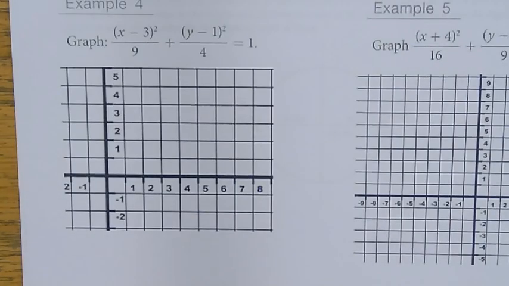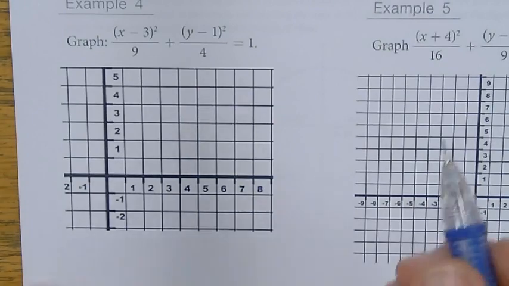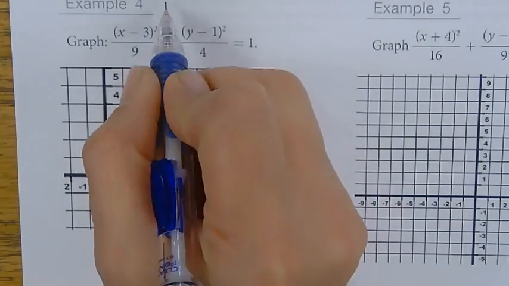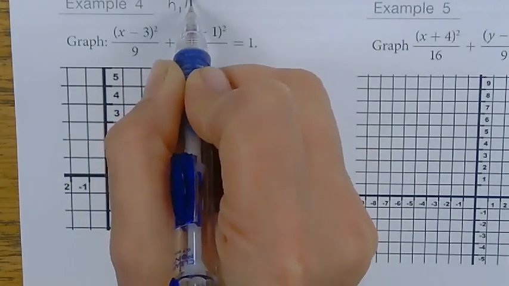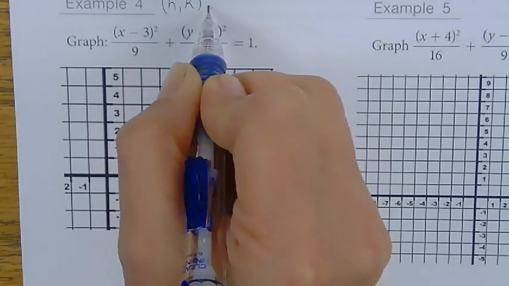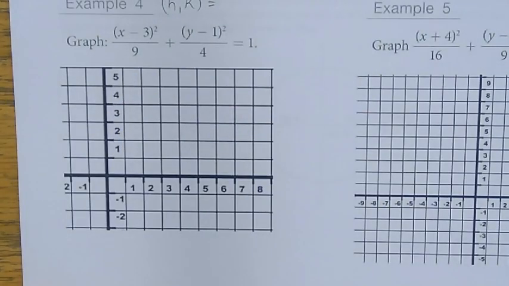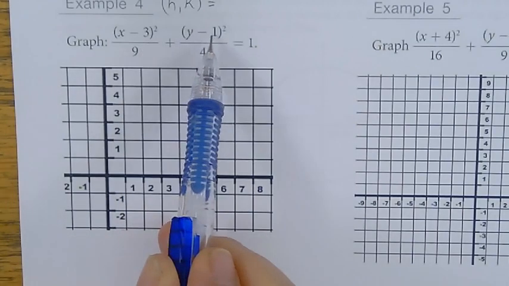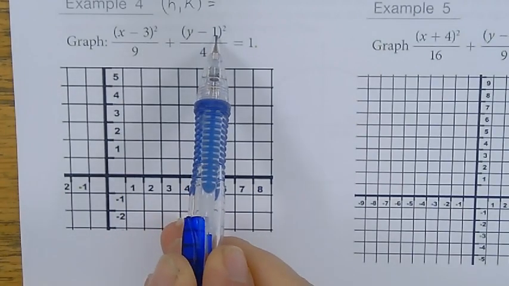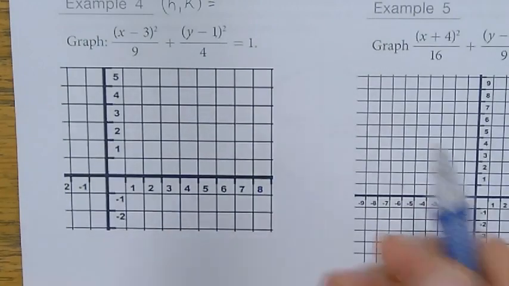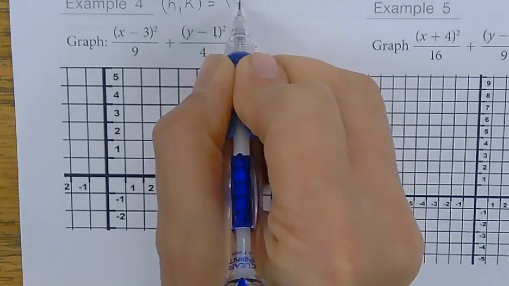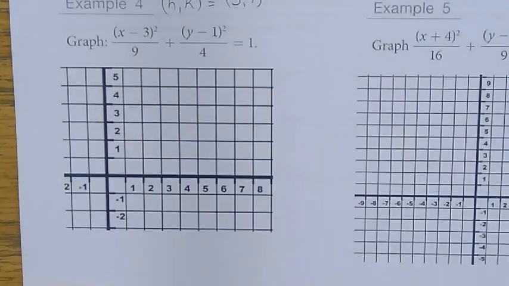Okay, so let's look at our first example here. It's already in standard form. So I guess the first thing to pick out would be, where is your center? So that's your H, K, or the numbers that are being subtracted from the X and the Y values. So here, it's going to be the 0.31.